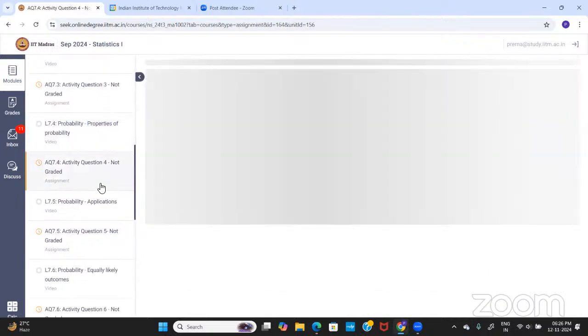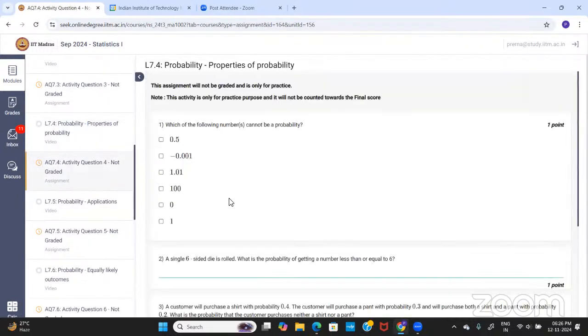Yeah, so activity 7.4 we were doing, right? Try to solve the first question. Which of the following numbers cannot be probability? What would be the answer? The second option, third option, fourth option. Yeah, these three.